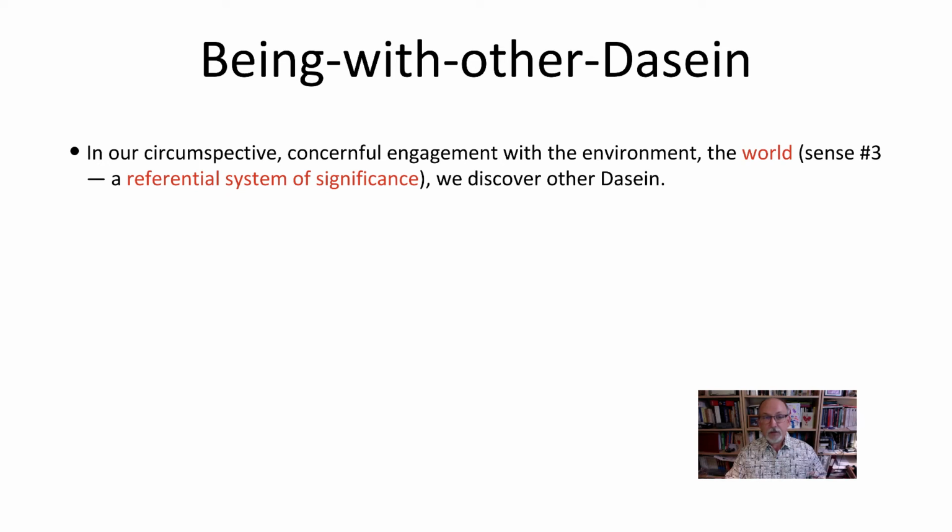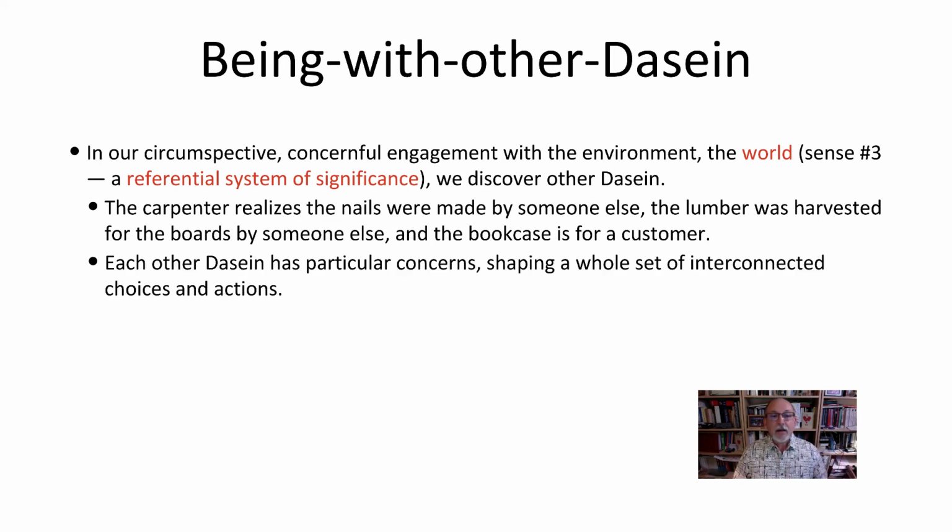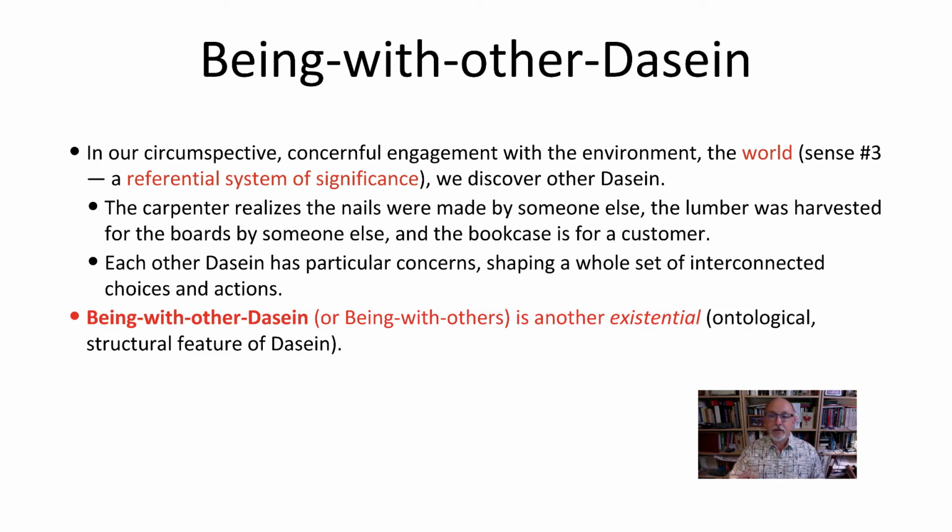Remember the carpenter in the shop? Everything is what it is as a meaningful tool, as a being ready to hand, with reference to everything else in the shop. Hammers are hammers because of nails and boards and books and readers. That's the world, a referential system of significance. And he says, in that referential system of significance, we discover other Dasein, right? The carpenter realizes the nails were made by somebody else. The lumber was harvested for the boards by somebody else. The bookcase is for a customer. Each other Dasein has particular concerns, shaping a whole set of interconnected choices and actions. In other words, they're worldly, right? They have a referential system of concerns and significance. Being with other Dasein or being with others is another existential, ontological, structural feature of any Dasein.